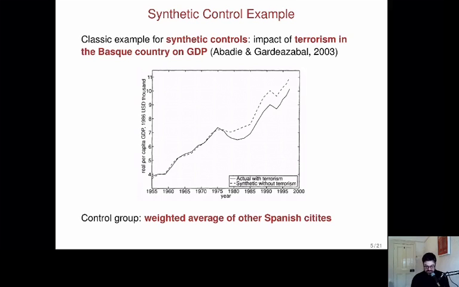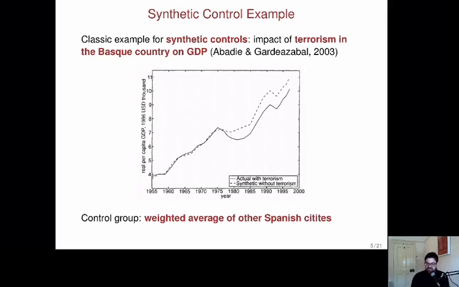So what they wanted to study was the effect of terrorism in the Basque Country in Spain on GDP. And it's a classic case. Thankfully, there was only ETA terrorism in one region in Spain and not in the others. But that means we can't easily estimate a diff in diff because we only have one unit that was treated for some of the time.